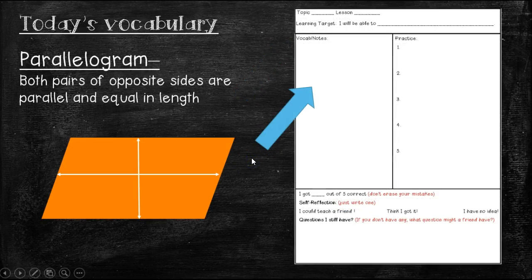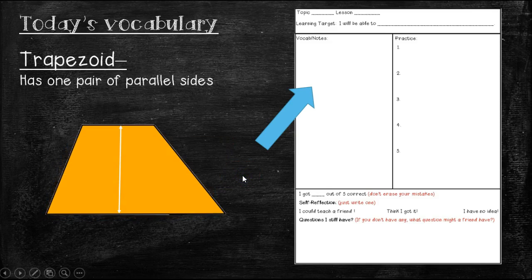So save lots of room under your vocabulary because we have lots of different shapes and definitions you're going to need to write down. The first one is a parallelogram. A parallelogram is simply both pairs of opposite sides are parallel and equal in length. So this side is parallel with this side, and this side with this side, and they all have an equal length. A trapezoid has one pair of parallel lines. So you can see right here, it's just the top and the bottom in this shape that are parallel.